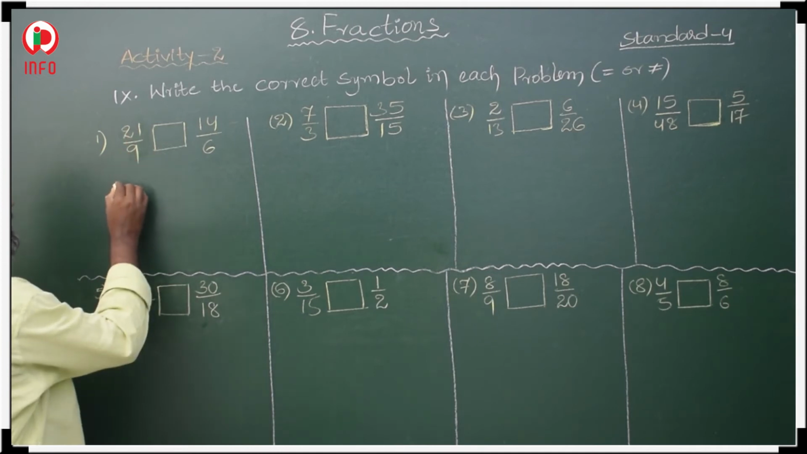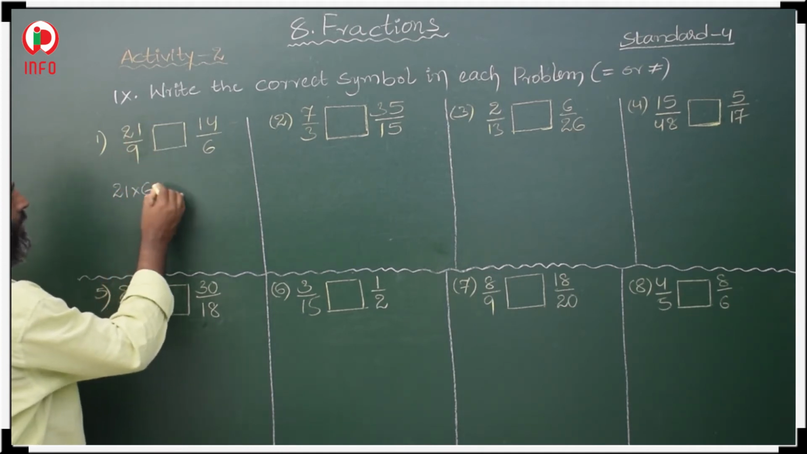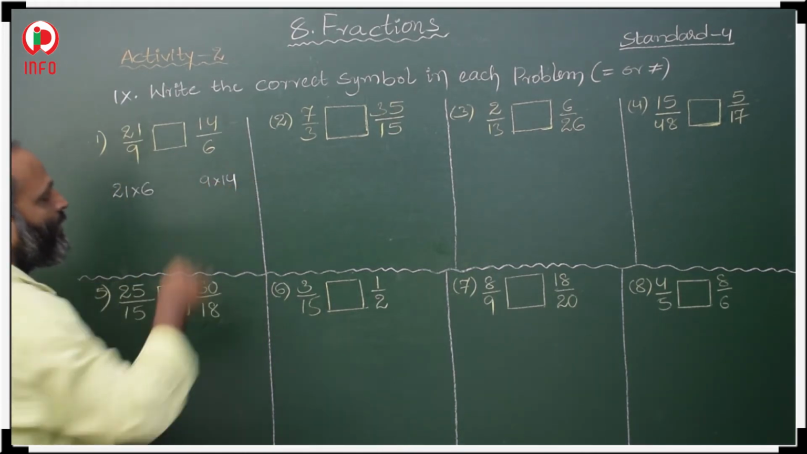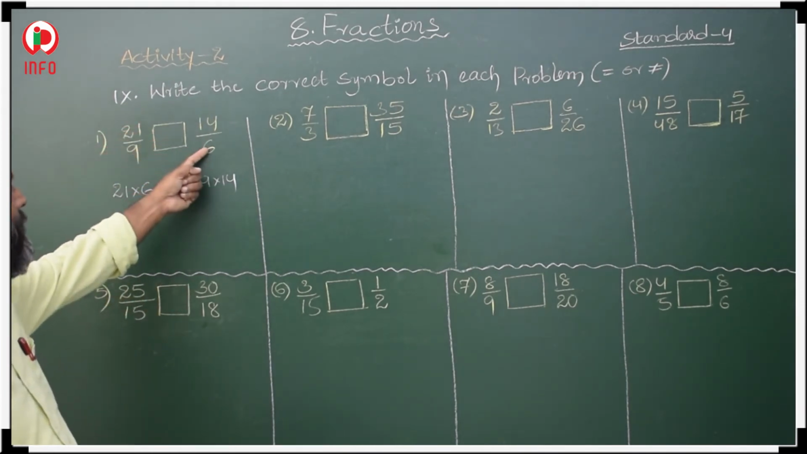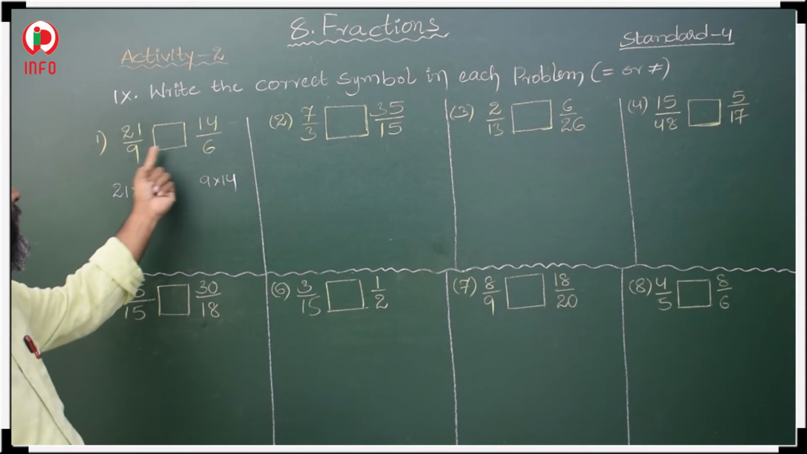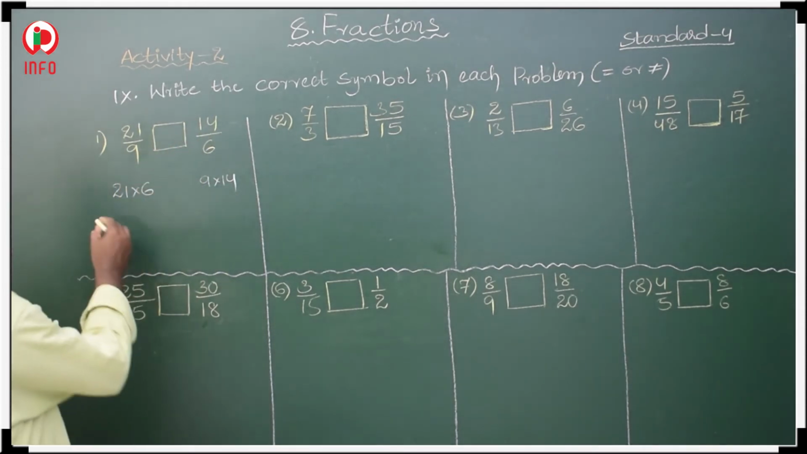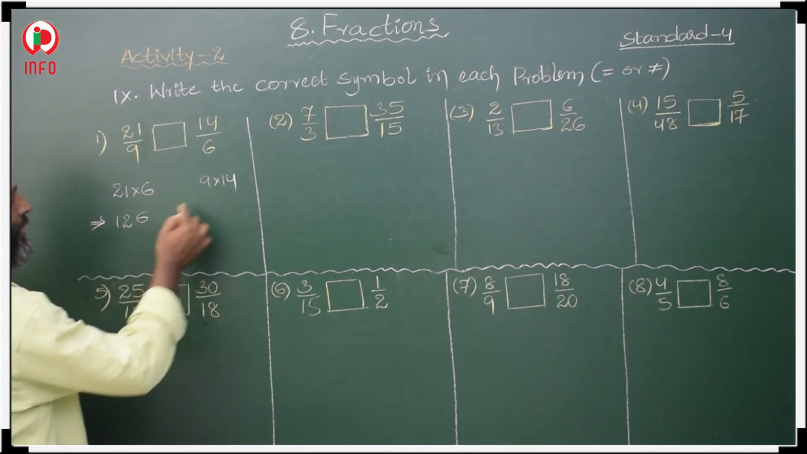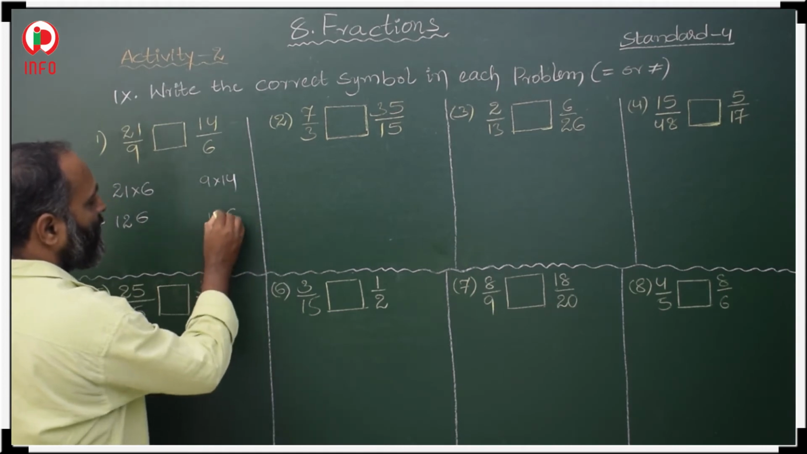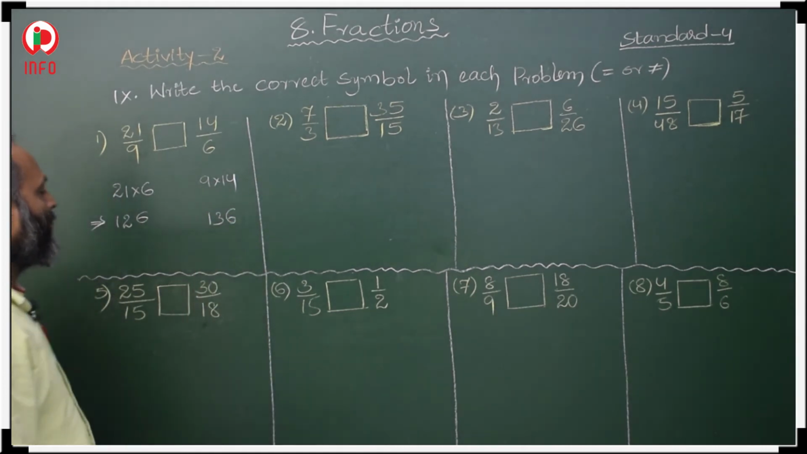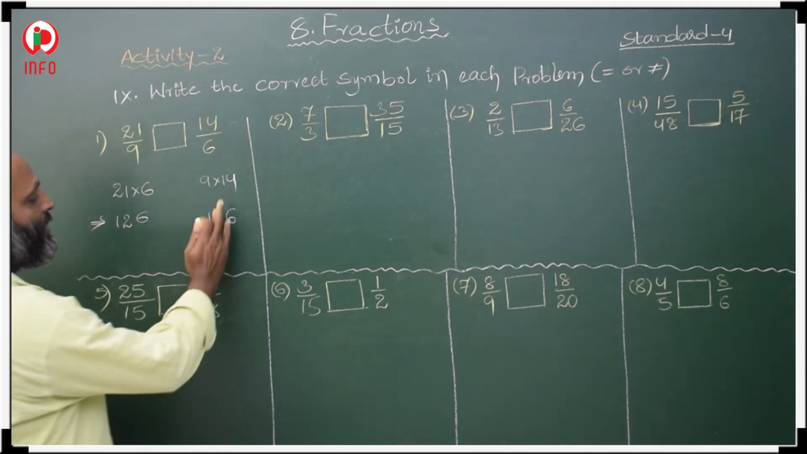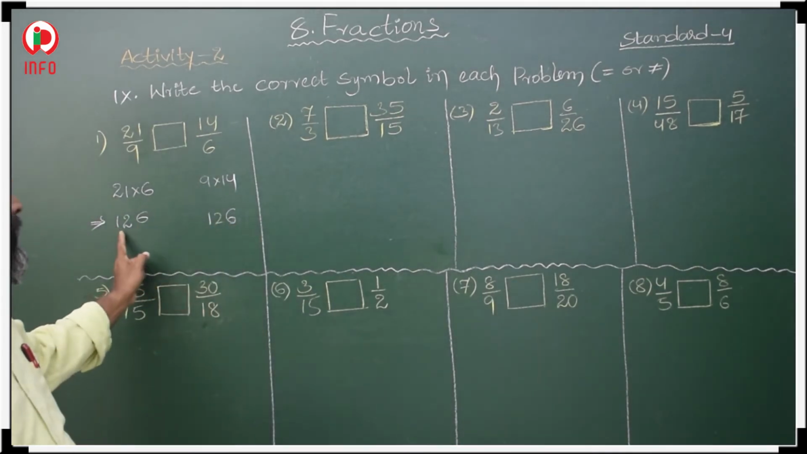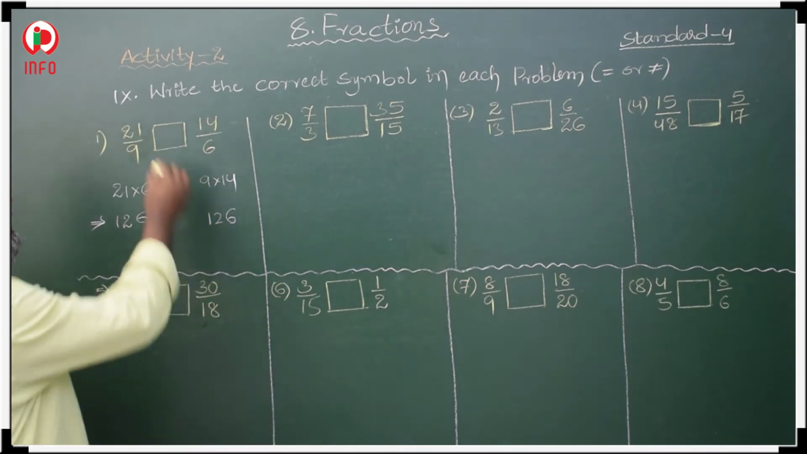Cross multiplication: the first fraction numerator we multiply with the second fraction denominator, and the second fraction numerator with the first fraction denominator. 21 with 6, 9 with 14. Now 21 times 6 is 126, and 9 times 14 is 126. Both are same. Here 126, here 126, so it means is equal to.